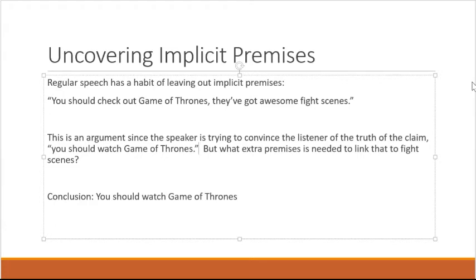But this is not a complete argument, right? So they've got awesome fight scenes. You should check out Game of Thrones. What premise do you think this is missing? What do you think? So the extra premise that you need is the premise that you should watch shows with good fight scenes, or a premise that you like fight scenes, right? Because if you're talking to me, and if I only like romantic dramas, then there may be elements of Game of Thrones that I don't like. It's not a very romantic show when you think about it. Lots of romance, but I wouldn't call it romantic. Yeah, so you need that extra premise.